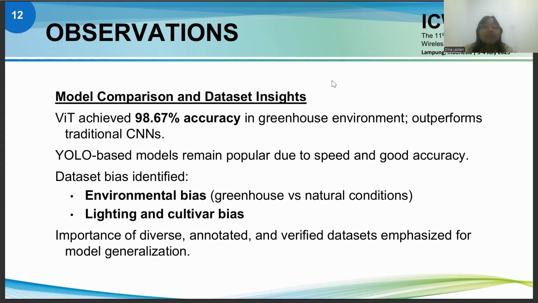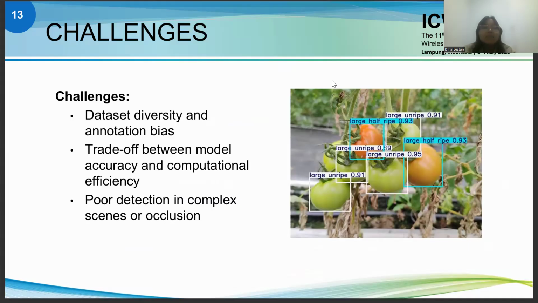So the key observations from the literature include YOLO remains widely used due to its speed and acceptable accuracy for real-time tasks. Many datasets were captured in controlled environments such as greenhouses. This results in environmental bias. The lighting, cultivar type, and subjective annotation also contribute to dataset limitation. To improve model generalization, datasets should be captured in diverse environments, include various tomato varieties, and have expert verified annotation.